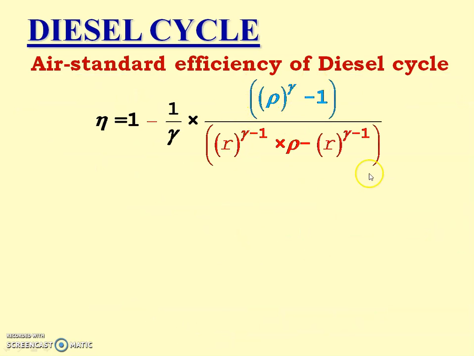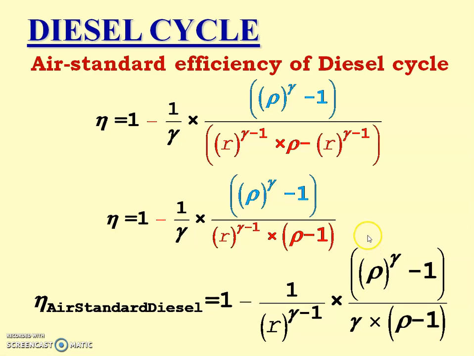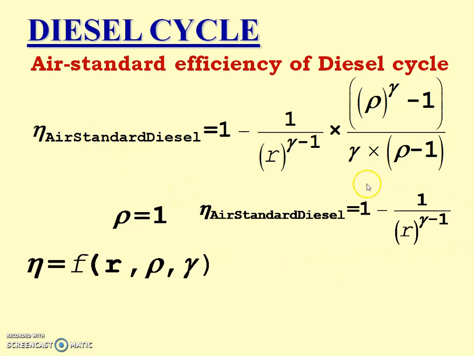Now what can we take common in the denominator? That is R raised to gamma minus 1. So taking the common: 1 minus 1 upon gamma multiplied by rho raised to gamma minus 1 divided by R raised to gamma minus 1 multiplied by rho minus 1. That is the equation of air standard efficiency of the diesel cycle. Now from this equation we can say that if rho is equal to 1, air standard efficiency of diesel is equal to this. And this is the equation of the Otto cycle.